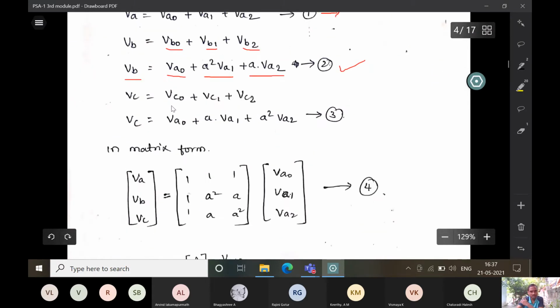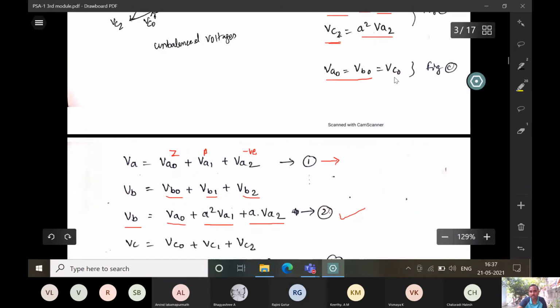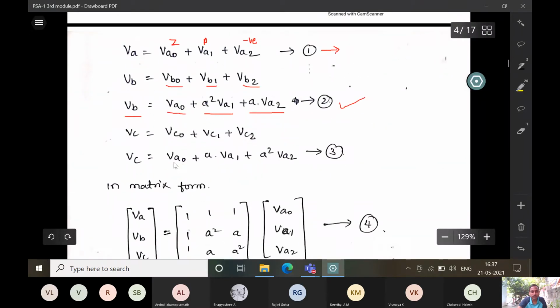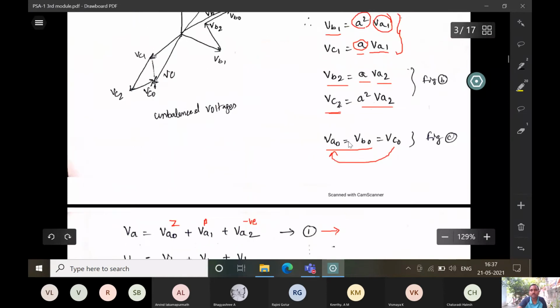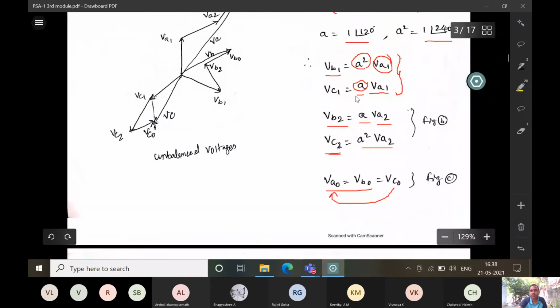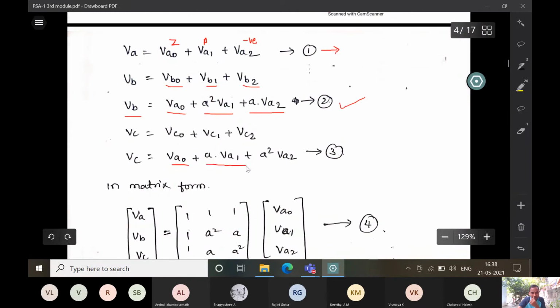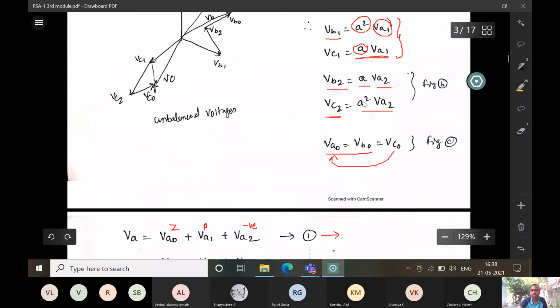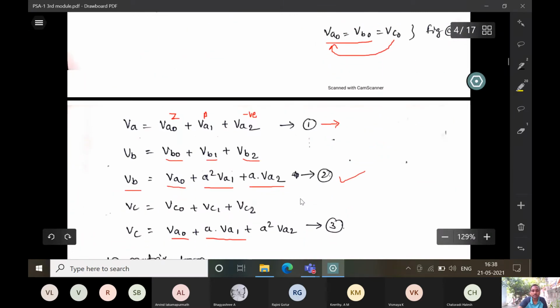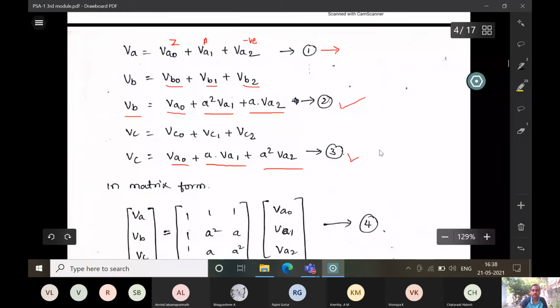And VC naught, VC1 and VC2. VC naught we can write in terms of A, that is VA naught. What is VC1? VC1 is equal to A into VA1. And what is VC2? VC2 is equal to A square VA2. This is equation number 3.